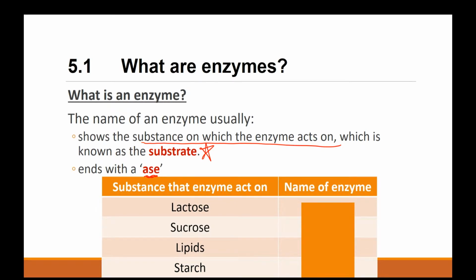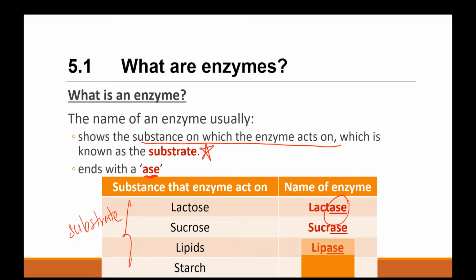So for instance, if an enzyme were to act on lactose, the name of the enzyme will be lactase, right? So you take the name of the substrate. So these are the substrates, and you take the name and you just change the last few letters and change it to ASE. Now, if the enzyme acts on sucrose, then the name of the enzyme will be sucrase, right? If it acts on lipids, the name will be lipase, right?